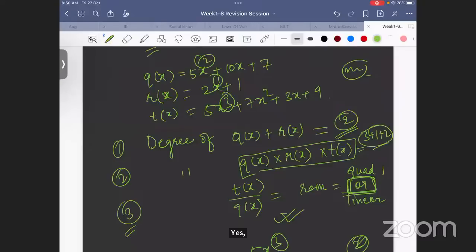Excuse me, sir. The degree of q(x) plus r(x) is equal to 3 because, sir, the highest degree of q(x) is 2 and the highest degree of r(x) is 1. So, sir, 2 plus 1, 3.